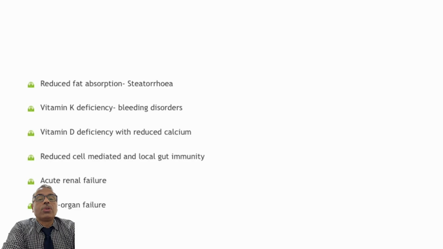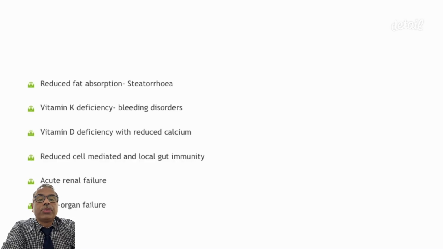So I hope you have understood how the mechanical obstruction to the flow of bile would lead to a series of changes not only within the biliary system but also within the gut, leading to all these complications which we normally come to expect in a patient of obstructive jaundice.